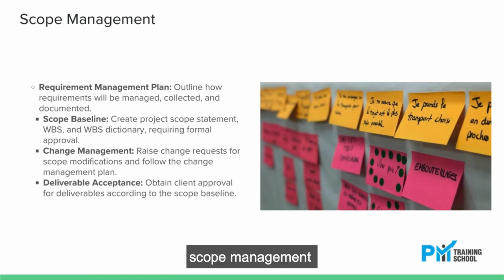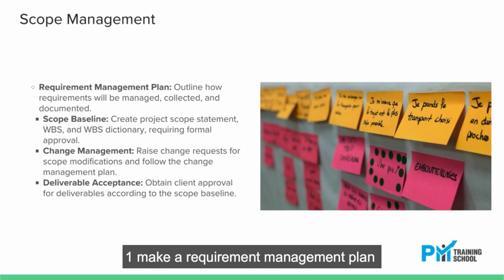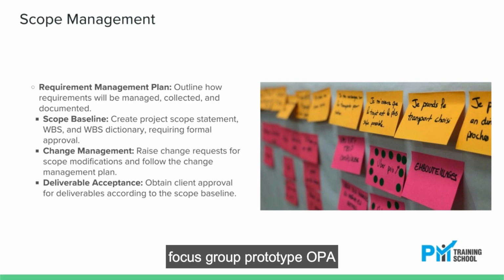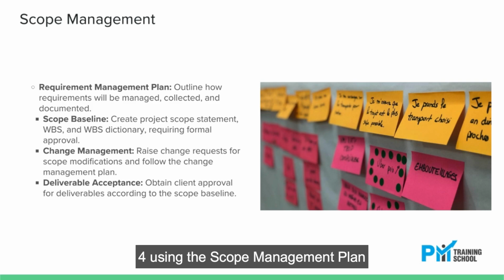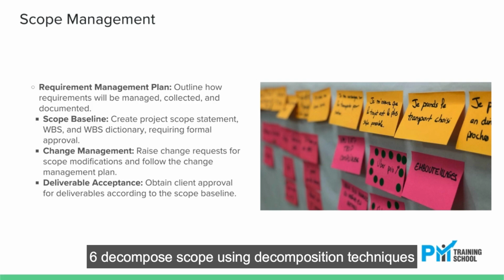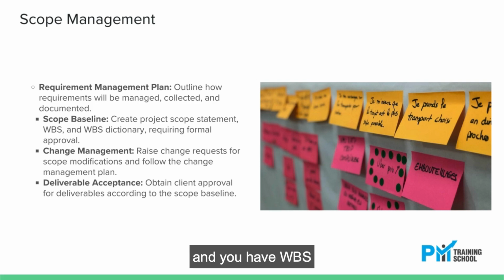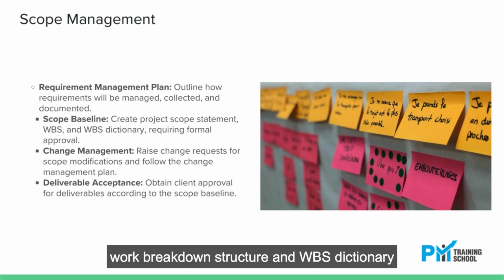Scope management. 1. Make a requirement management plan. 2. Collect requirements using expert judgment, focus group, prototype, OPA, EEF, interview, value stream mapping, and context diagram. 3. Put all requirements in the RTM, requirement traceability matrix, and requirement documentation. 4. Using the scope management plan, separate product and project scope. 5. You have the project scope statement. 6. Decompose scope using decomposition techniques, and you have the WBS, work breakdown structure, and WBS dictionary.